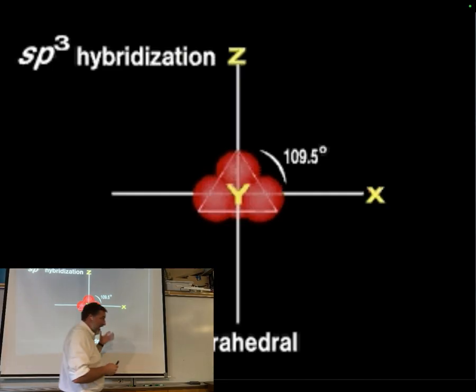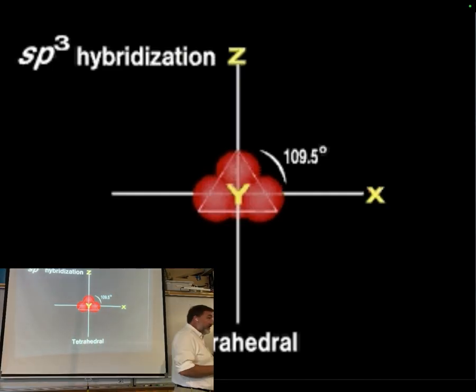Now, obviously, not all shapes, not all molecules have four bonds sticking out at 109.5. We've seen plenty of other examples where there is trigonal planar, right? Linear. There are other shapes. So, if we think about generating those, you can actually do the same process by using fewer p orbitals.